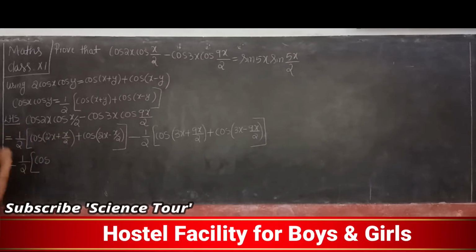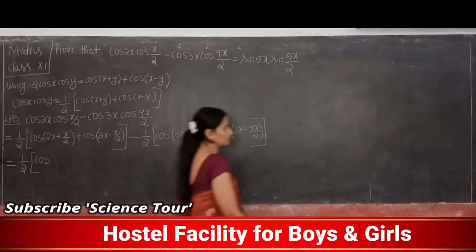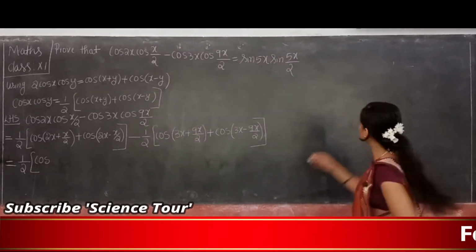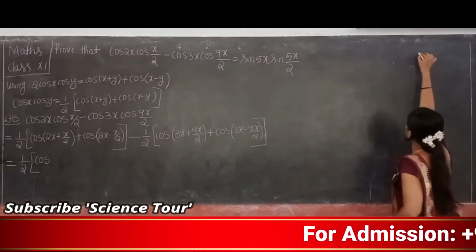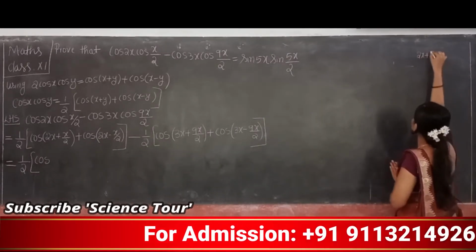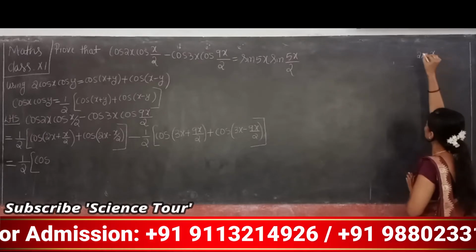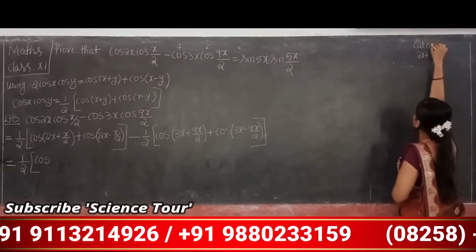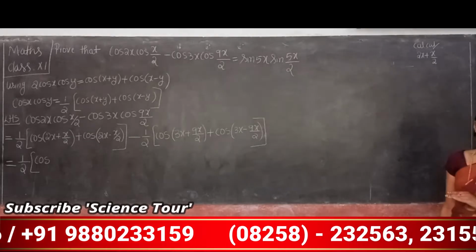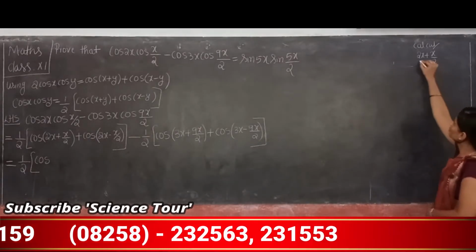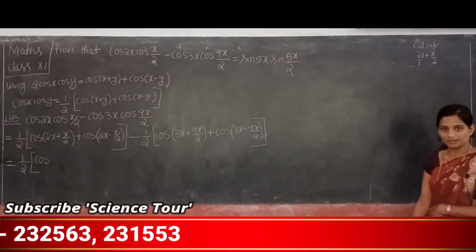2x plus x/2. Yes, how to simplify this? I show the calculation part here. So it is 2x plus x/2. This is the calculation part. So 2x plus x/2, how to simplify? 2x means it is 2x by 1.